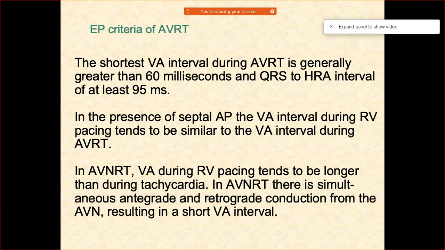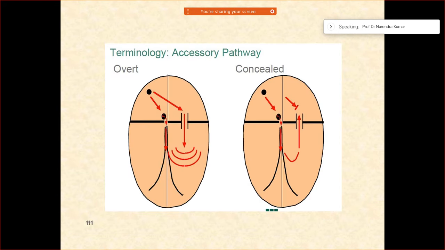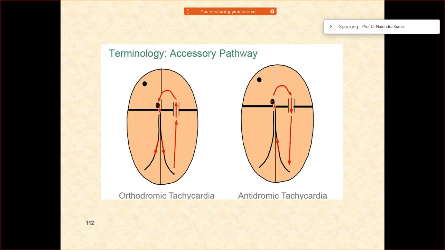Orthodromic and antidromic tachycardias have slightly different criteria, which is already summarized in this table. These points are very well written. It should get into our permanent memory, I would say. So that's why it's very, very important. We already explained this very well.